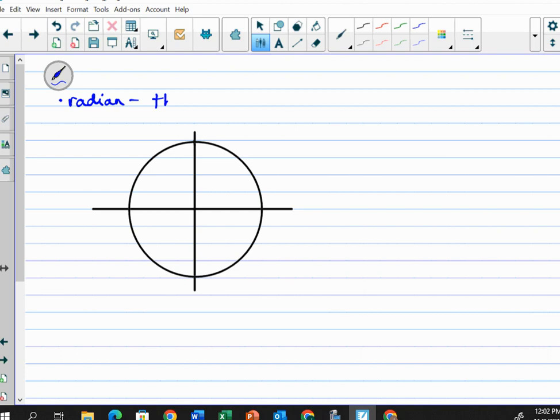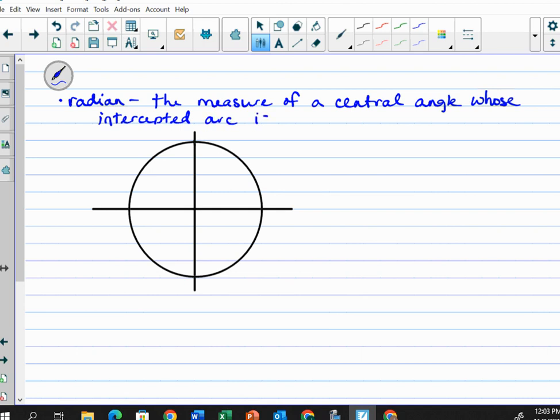So a radian is the measure of a central angle whose intercepted arc is equal in length to the radius. Again, write it down. I will explain.